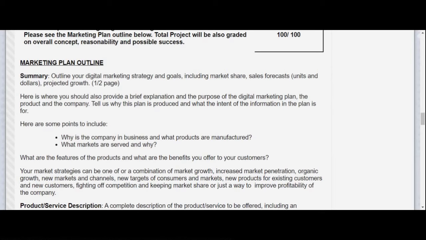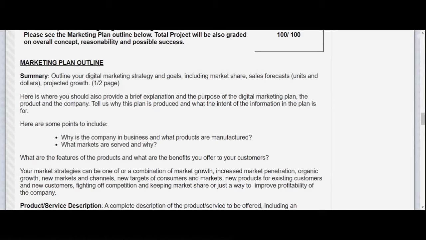You also want to look at your consumers and your markets. Are you trying to add new consumers and new markets, new targets? So maybe you sold a product only to professional women between the ages of 35 and 45. But now you feel that you can sell a product to professional women ages 25 to 35. So you're adding on a consumer to that market.